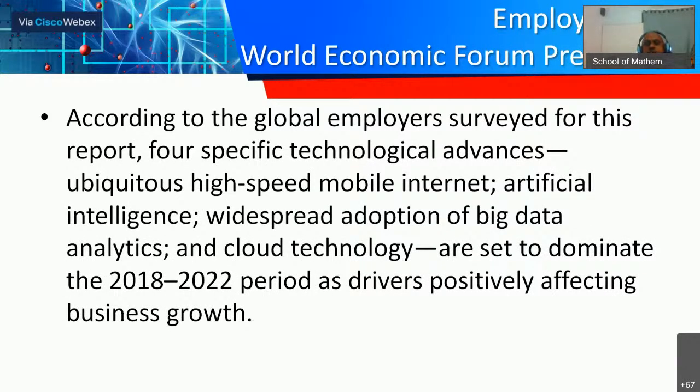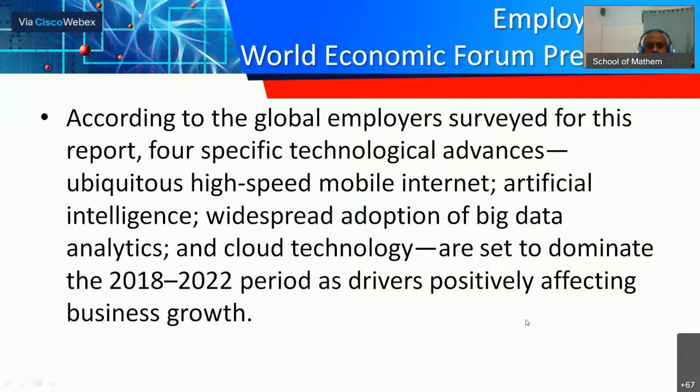On the other side, the employment: the World Economic Forum made a survey and predicted something. Based on the prediction, they are pointing out four specific technological advances. One is ubiquitous high-speed mobile internet. Second is artificial intelligence. Third is widespread adoption of big data analytics. Fourth is cloud technology. When we speak of artificial intelligence along with big data and the internet, we can understand it includes AI also, because artificial intelligence without emotional intelligence is not of much use. So the employment opportunity we can expect in 2018 to 2022 is that these four segments are going to dominate. That's the prediction by the World Economic Forum.